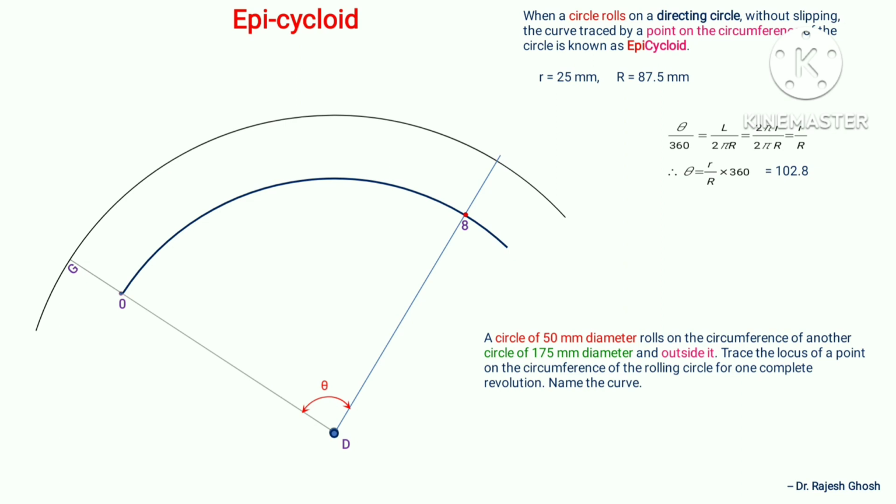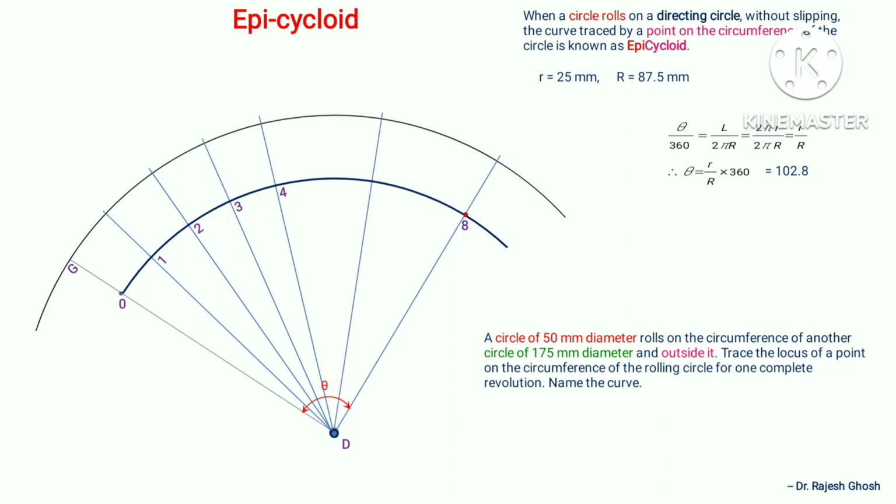This angle 0D8 is bisected to get the point 4. Now for 0D4, the angle is bisected to get the point 2. 0D2 is further bisected to get the point 1. The same procedure is followed between 2D4 to get the point 3. Now 4 to 8, that angle is bisected to get the point 6. 4D6 is again further bisected to get the point 5. 6D8 is bisected to get the point 7.